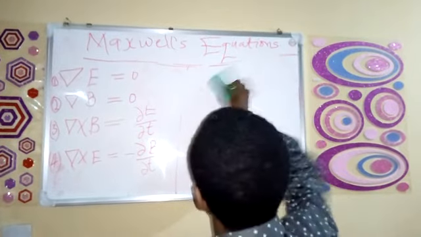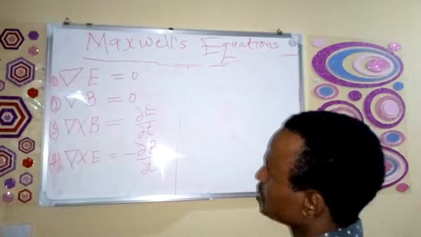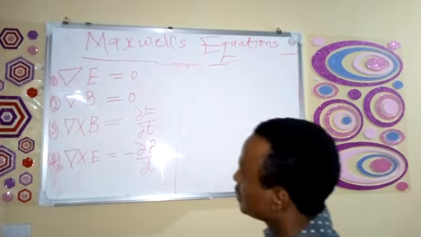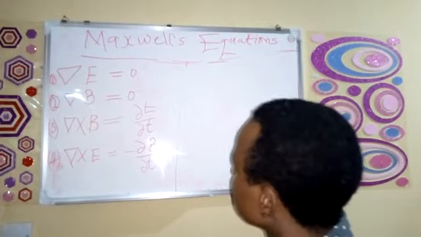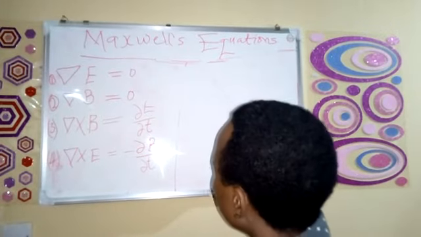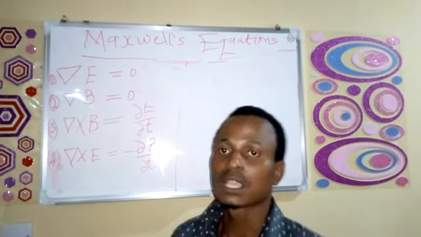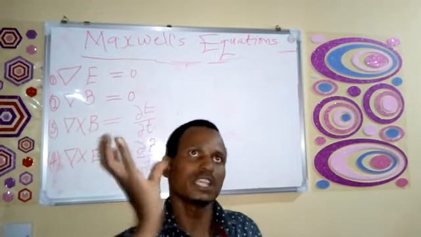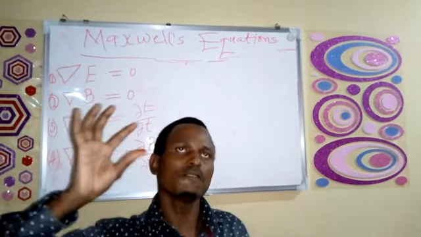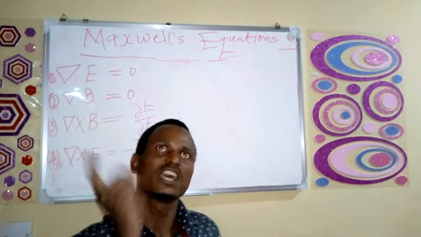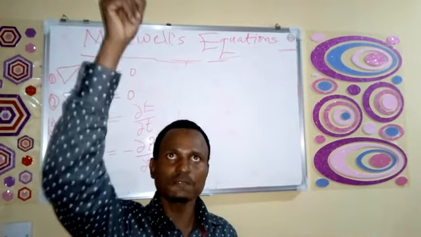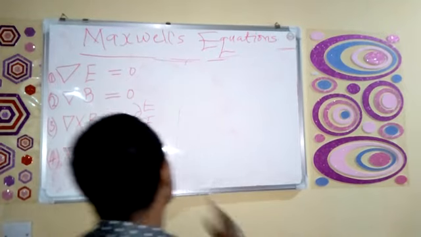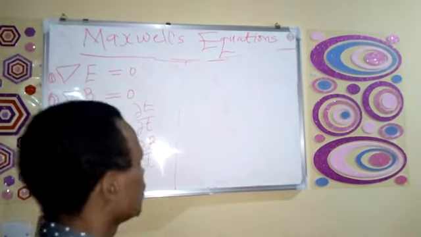Then we come to equation 3. Curl of B is equal to the rate of change of E. Curl means rotation of a vector. Whenever a vector rotates and it produces another field perpendicular to it, then it would obey this law.